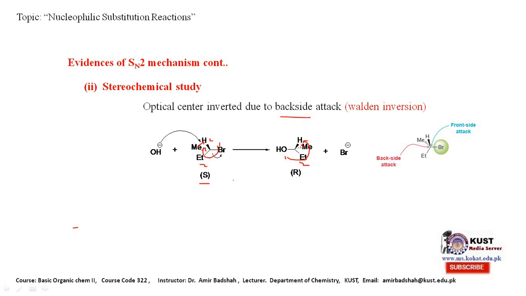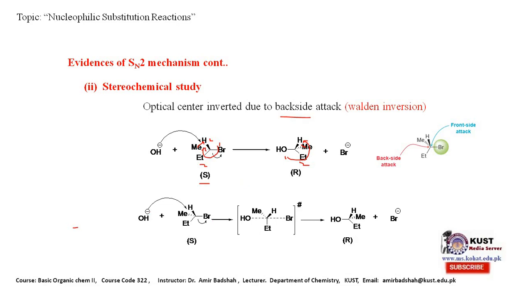So it means here, if we have an optical center, or stereo center, or asymmetric center here, and if the configuration changes as a result of this reaction, it means that an SN2 reaction has taken place.